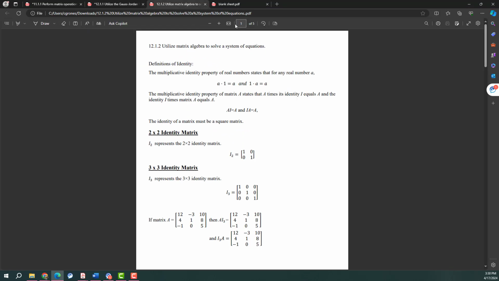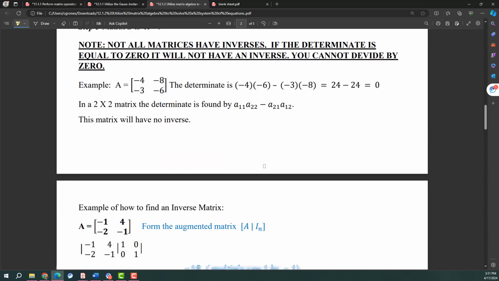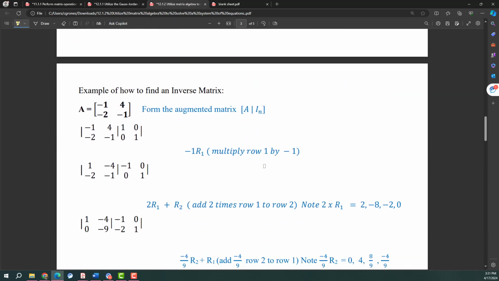And then 12.2, inverses. So here's an example. They give us this matrix: -1, 4, -2, -1. And what you're going to do is add on that identity matrix, which is just 1, 0, 0, 1.